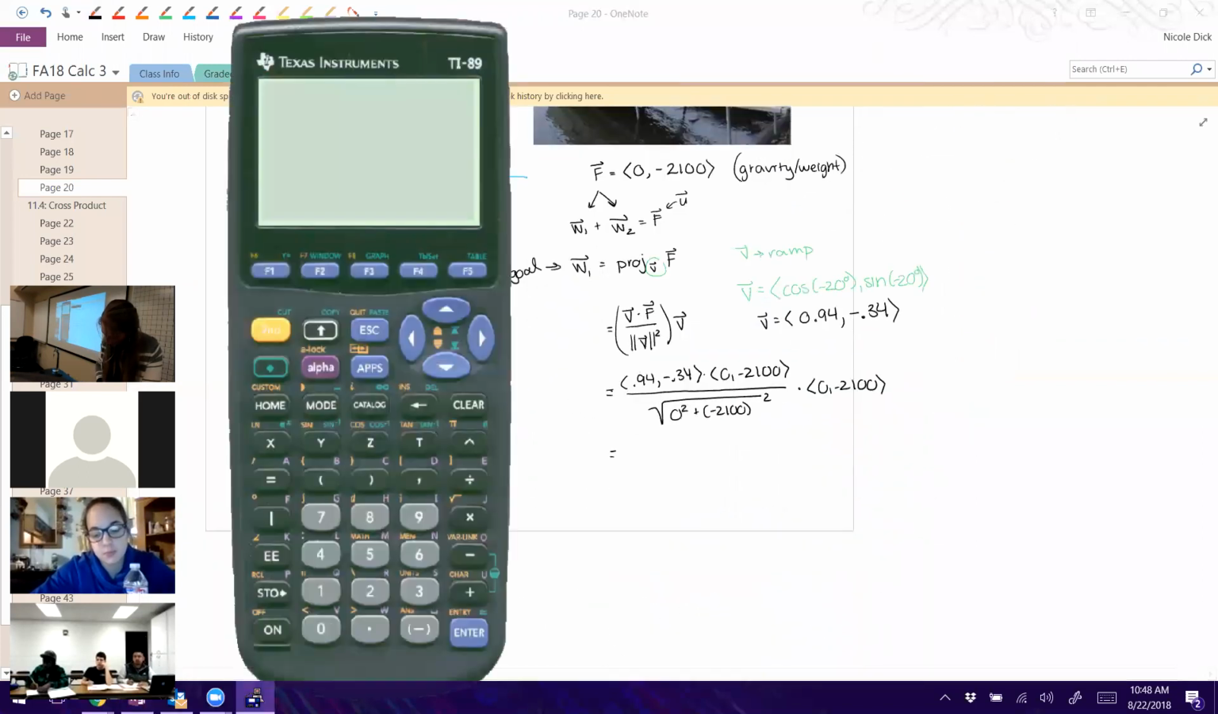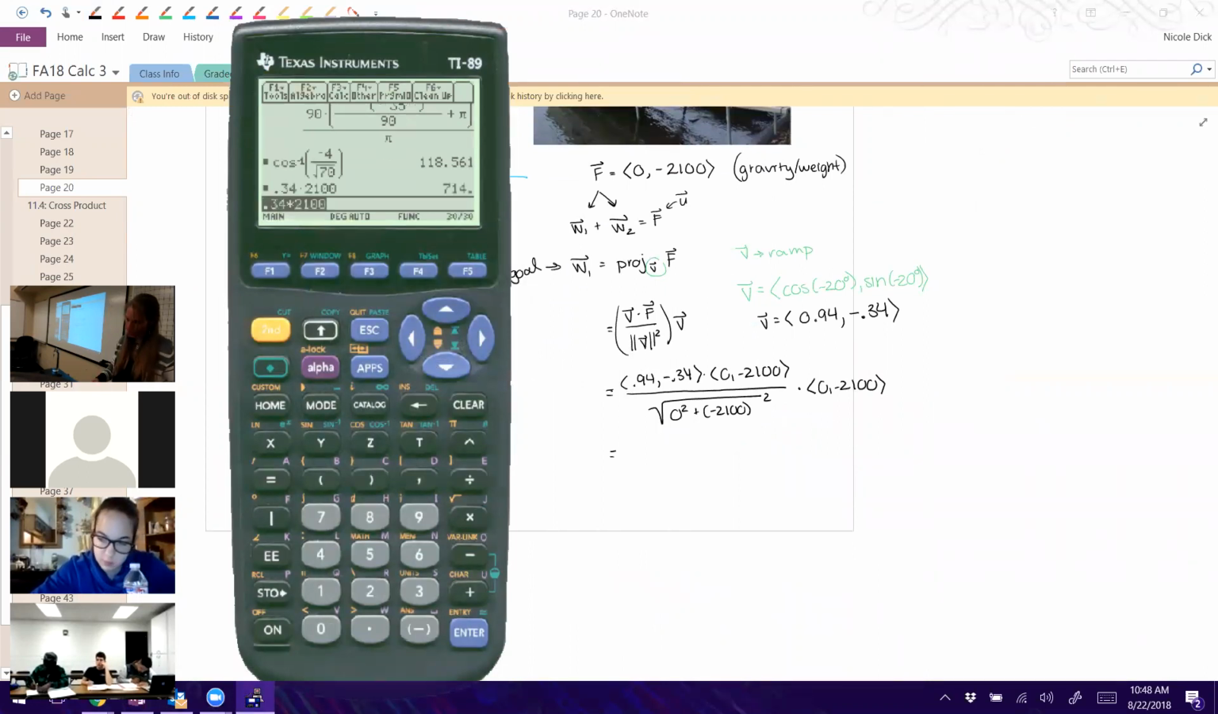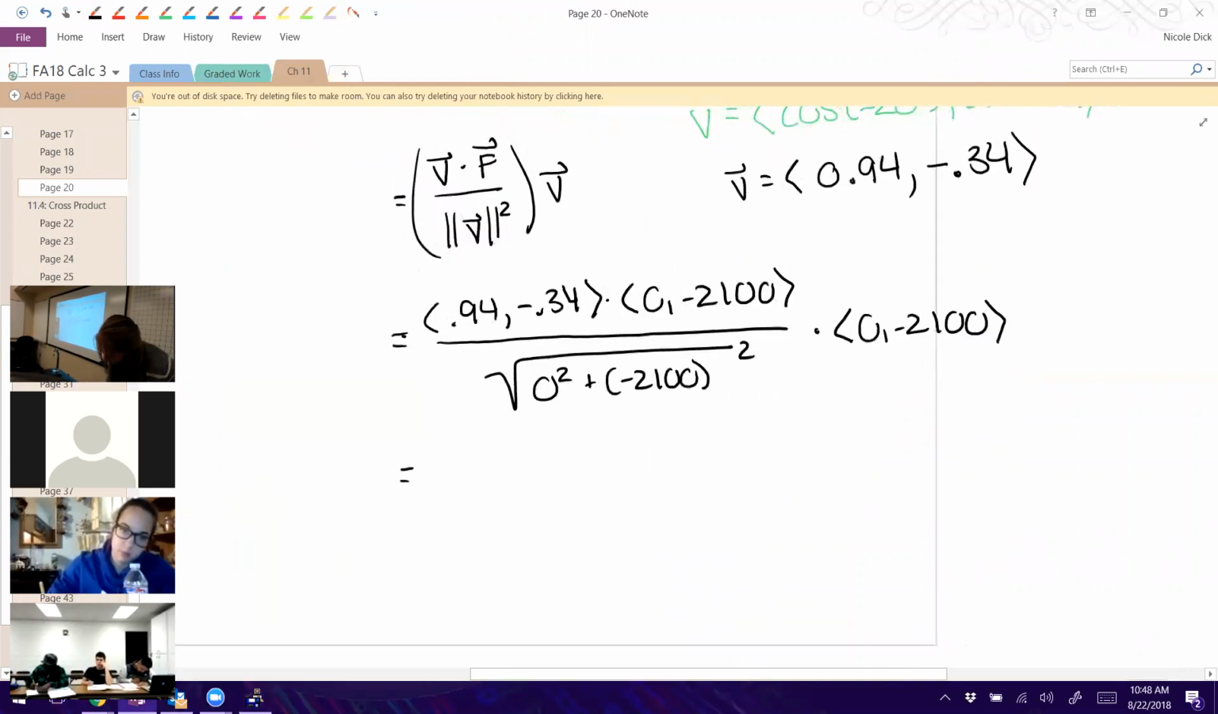Okay, so what am I trying to do here? Trying to multiply 0.34 by 2100. So 714. So we're going to have 0 plus 714 divided by whatever, 2100.